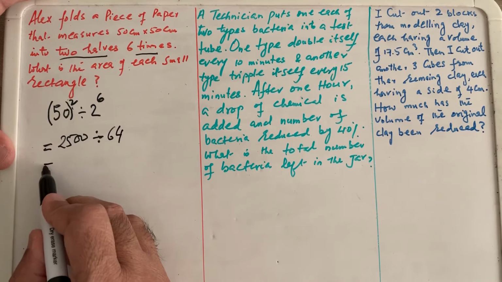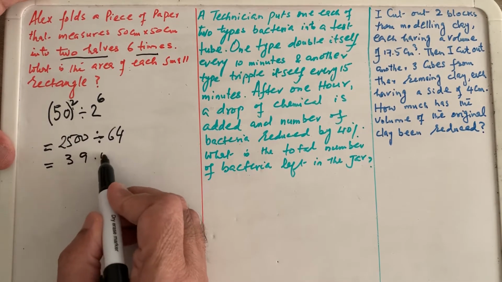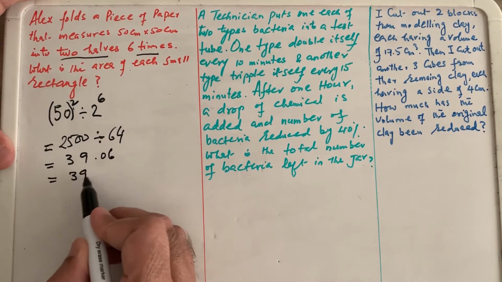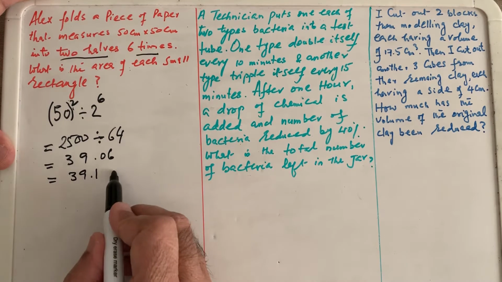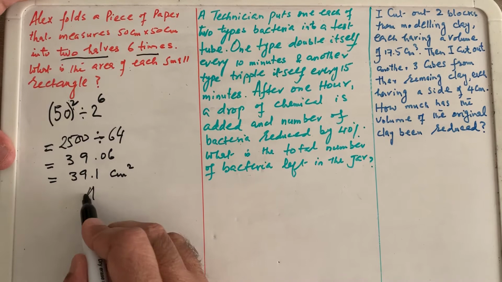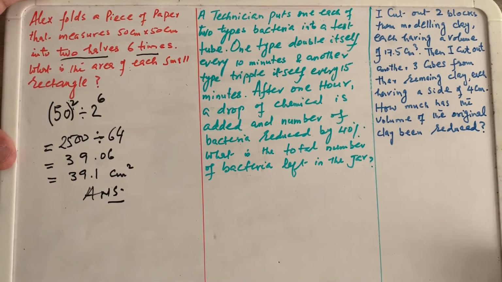So if we divide it, you can divide it by calculator. So this becomes 39.06, which you can say, if you round it off, 39.1. So this is the area which he will be getting if he is folding that piece of paper, which is 50 centimeter by 50 centimeter, 6 times. The new area will be 39.1 centimeters square.